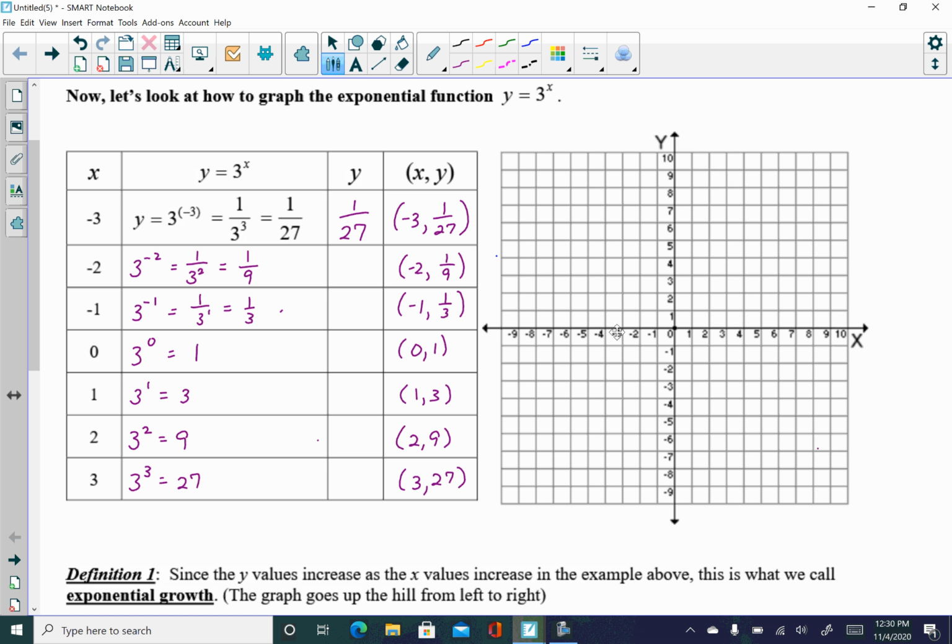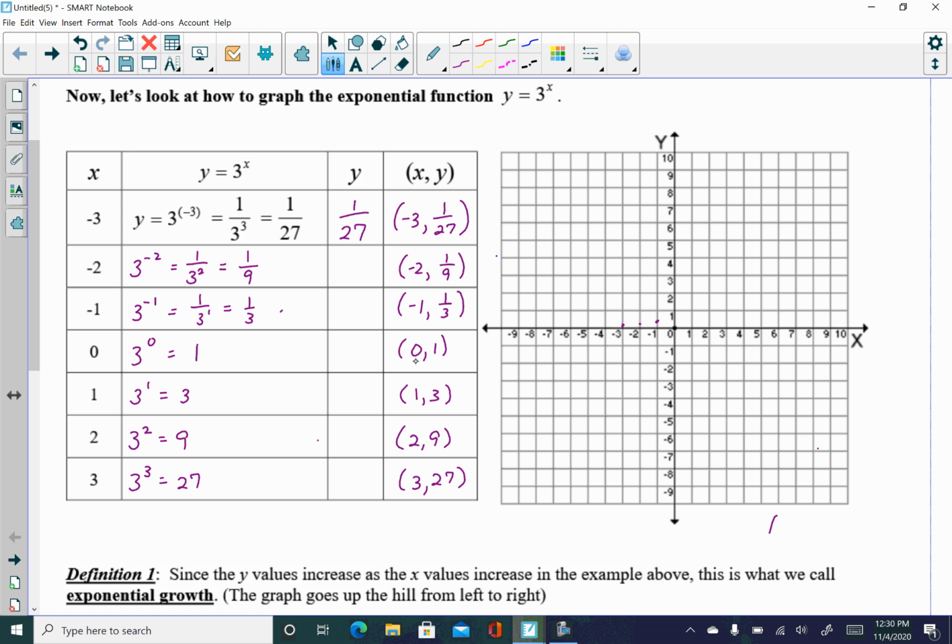So I plot the point -3, 1/27, and I don't know if you're like me, I don't know what 1 divided by 27 is off the top of my head, so I just go to my calculator and type in 1 divided by 27, and I get 0.04. So it is a very small number. So -3, 0.04, so just barely above the x-axis. And then the next one, 1/9. So 1 divided by 9 is 0.11. So -2, 0.11. So just barely above that last point. And then 1/3 we know is 0.333. So just barely above, again, that last point.